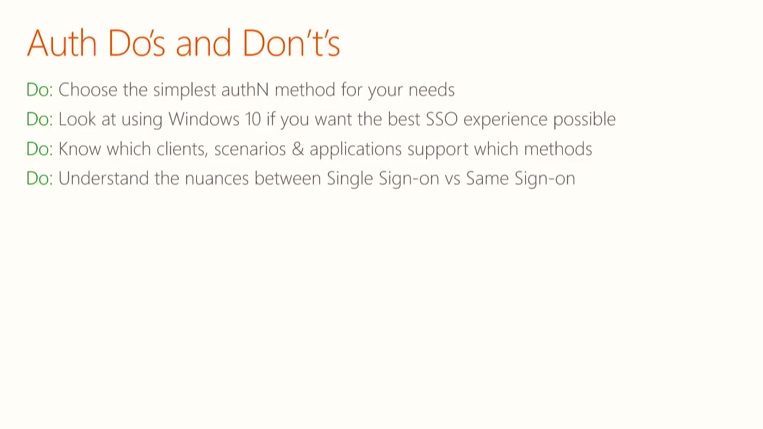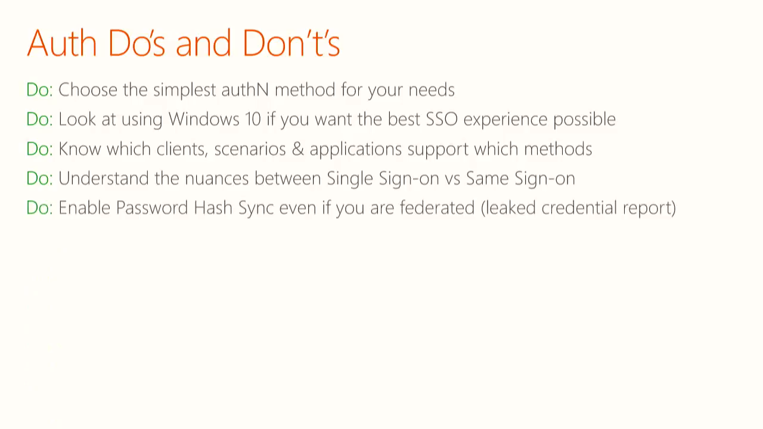Whereas same sign-on is the concept of I'm signing on to the service with the credentials I already know, username and password from on-premises, and I can check the box that says keep me signed in, and then I'm getting actual SSO from the get-go. Or I've got the Windows 10 Azure AD join scenario where I'm getting it out of the box regardless of what auth method I've got.